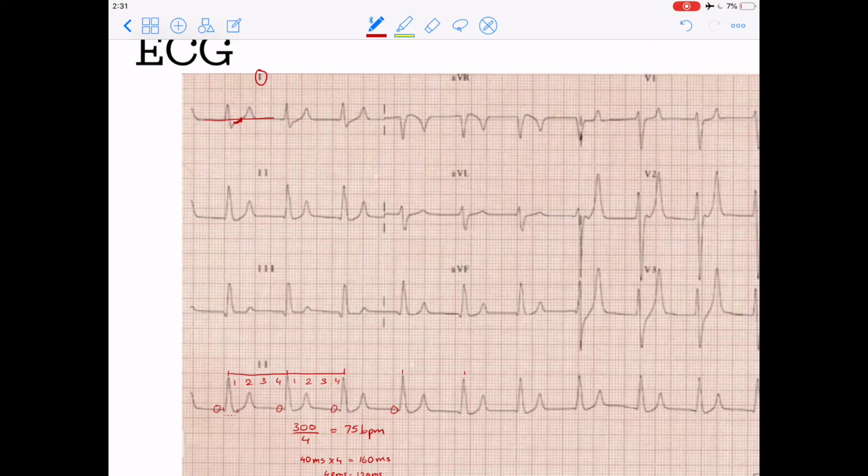Let's now take a look at lead number 2. We'll first draw the isoelectric line. So that's the end of the S wave, that's the beginning of the T wave. And there's also an ST segment depression.